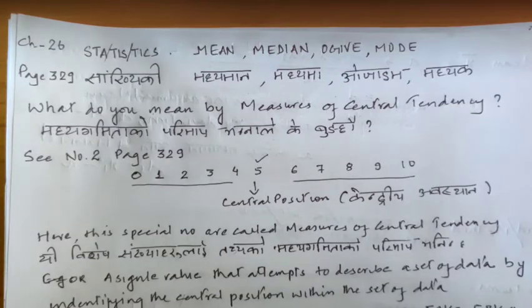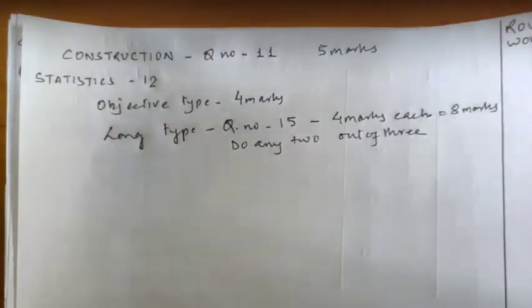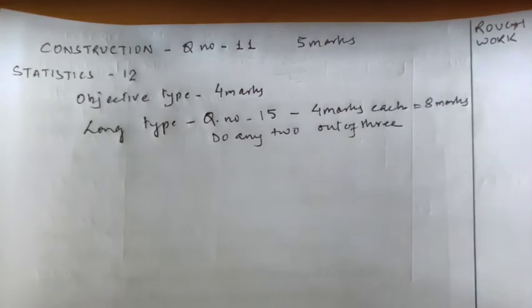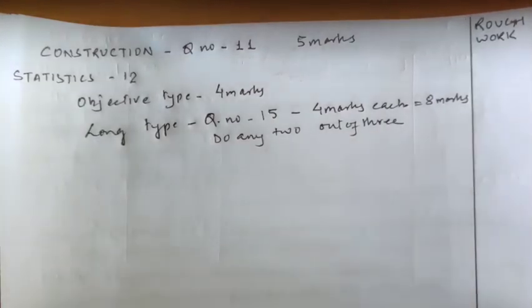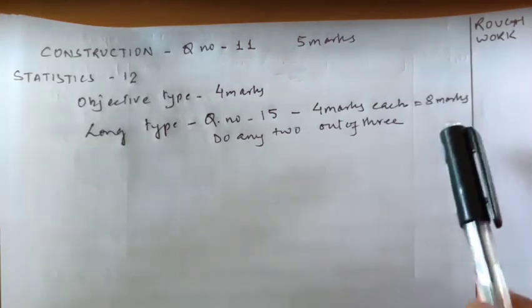Okay, wait. Before we go there, let's see what we have achieved up till now. So construction, you'll find it in question number 11 in a Madhyamik math paper. That will cover 5 marks, and today we'll be discussing statistics. That will cover 12 marks. So you'll have objective type for 4 marks, and then you'll have long type for 8 marks. Can you all see? Long type for 8 marks.